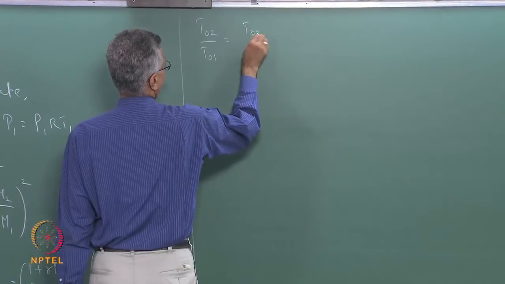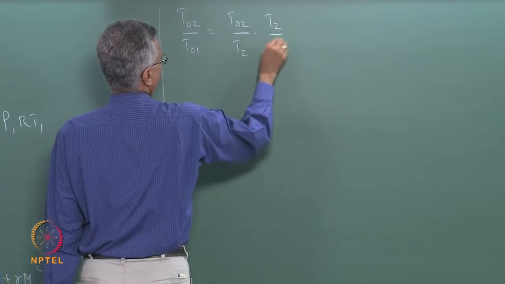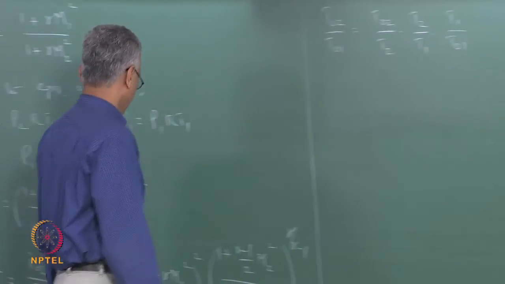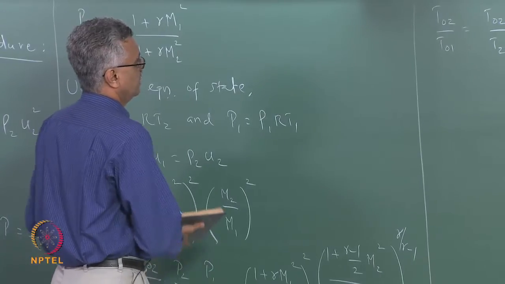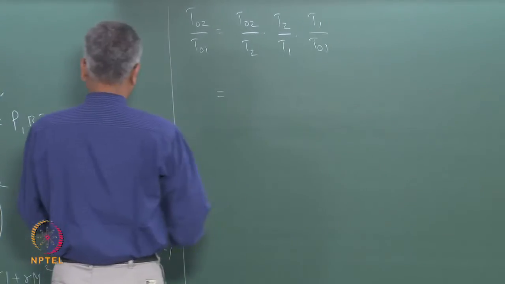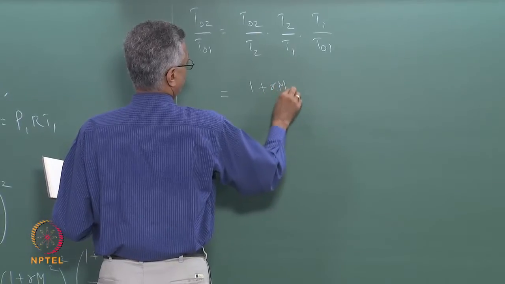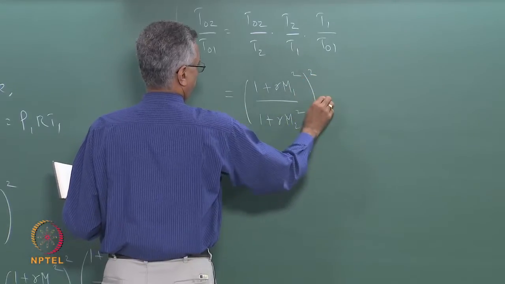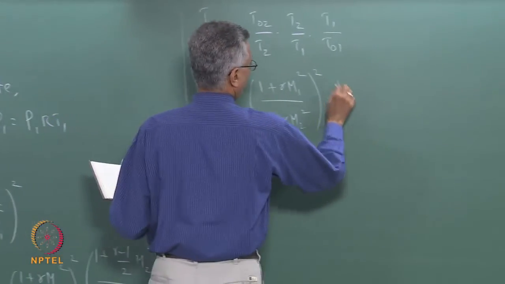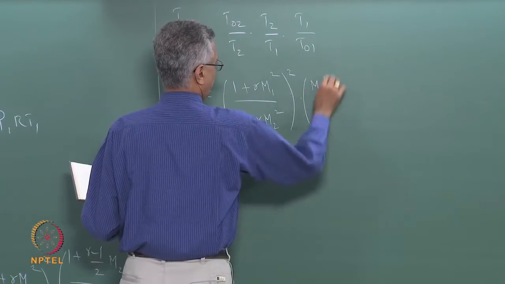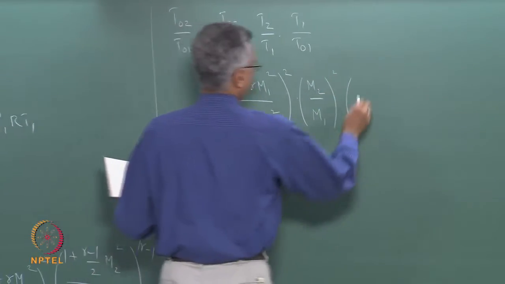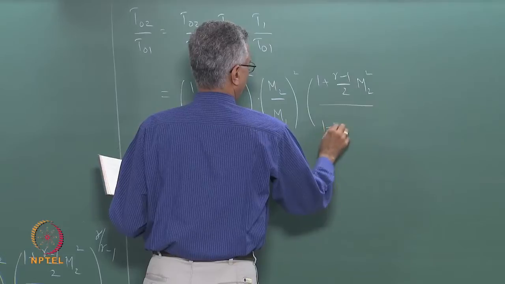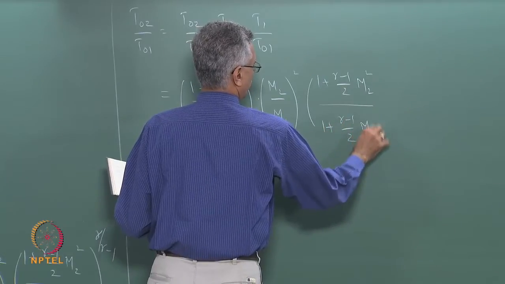is equal to T02 over T2 times T2 over T1 times T1 over T01. And once again, I can write it like this: 1 plus gamma M1 square divided by 1 plus gamma M2 square, whole square, times M2 over M1 square, times 1 plus gamma minus 1 over 2 times M2 square divided by 1 plus gamma minus 1 over 2 times M1 square.